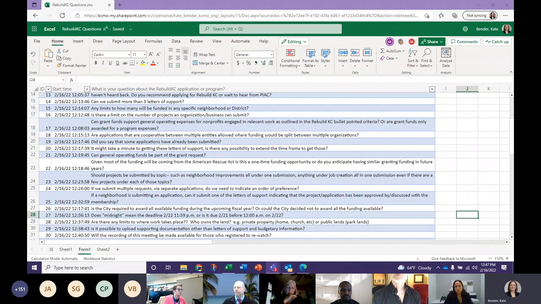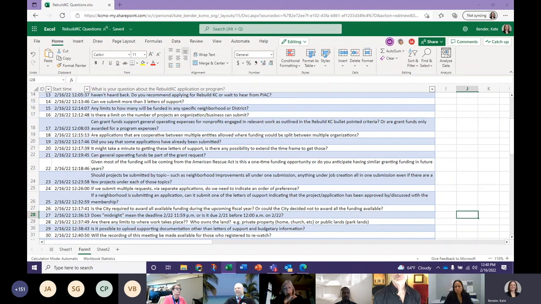Someone asked if funding is used for construction, do Davis-Bacon rules apply? We're going to follow up on that because I'm not up on all my Davis-Bacon rules. So keep that aside, and we'll respond back to that one.